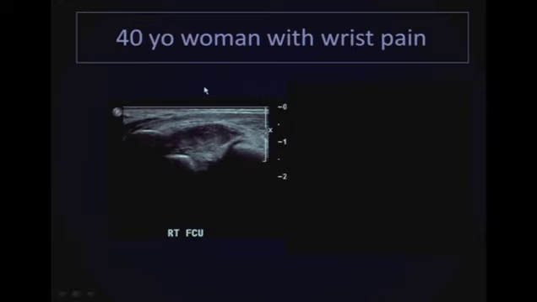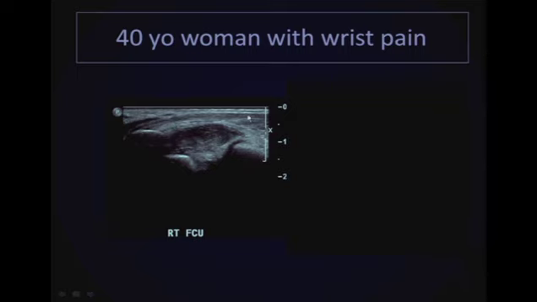Another benefit of ultrasound when compared with MRI, let's say, is that we get to talk to our patients and correlate not only the findings with their symptoms, but also get more history from the patient. Here's one such example. The patient presents, a 40-year-old woman with ulnar-sided wrist pain, is what was written on the prescription. So we scanned that side of her wrist.